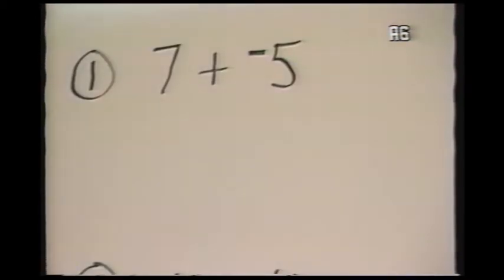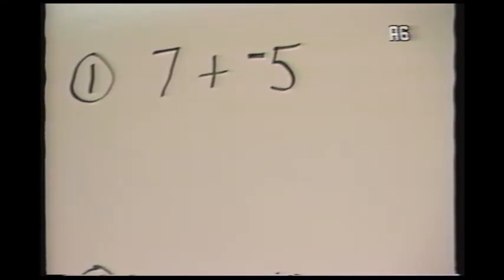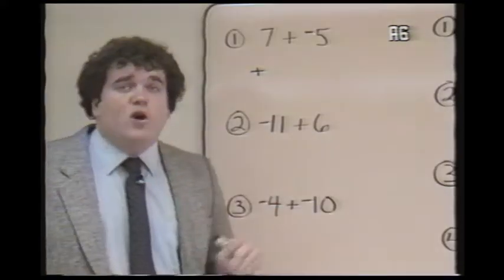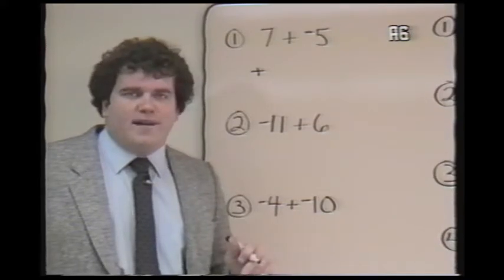In this first problem, 7 plus negative 5, well, the 7 has the greater absolute value. What that means is the 7 is bigger than the 5. So my answer will be positive. That's question number 1. Will my answer be negative or positive? I say here, positive. Then I say, do I add or subtract the absolute values?